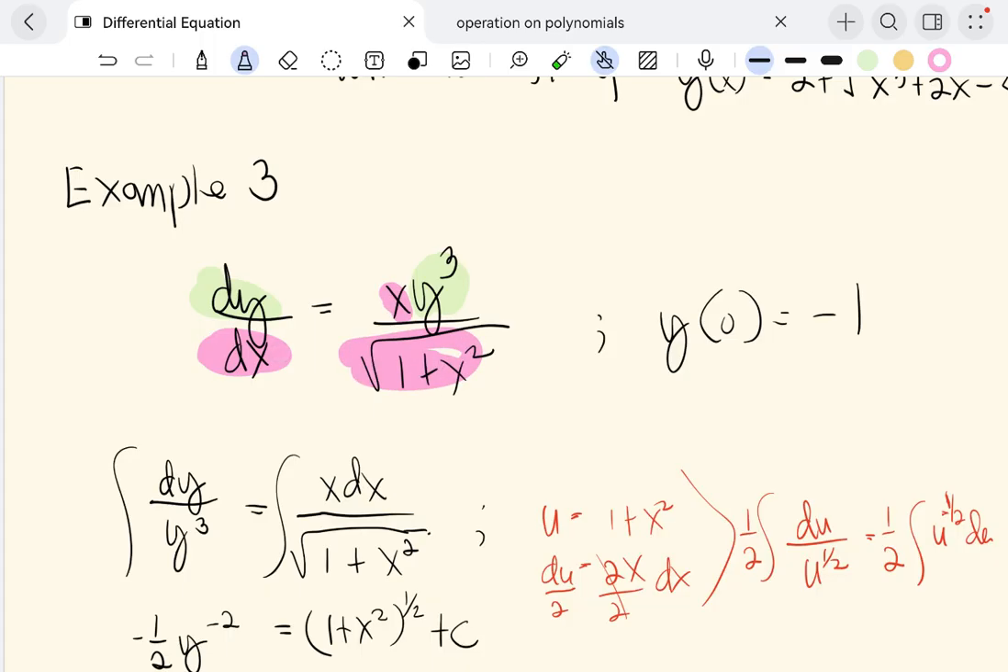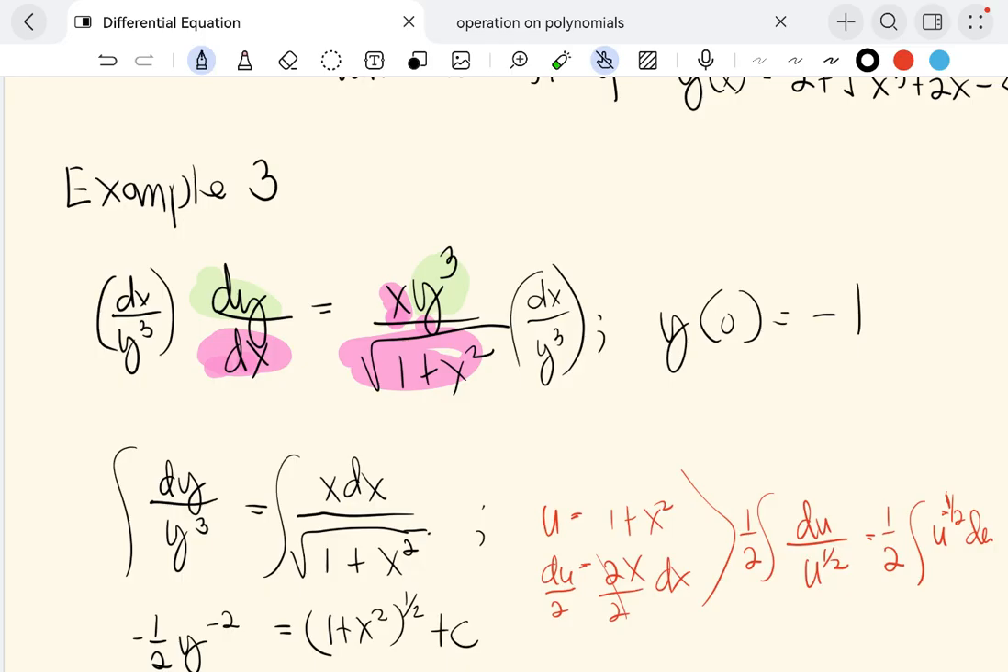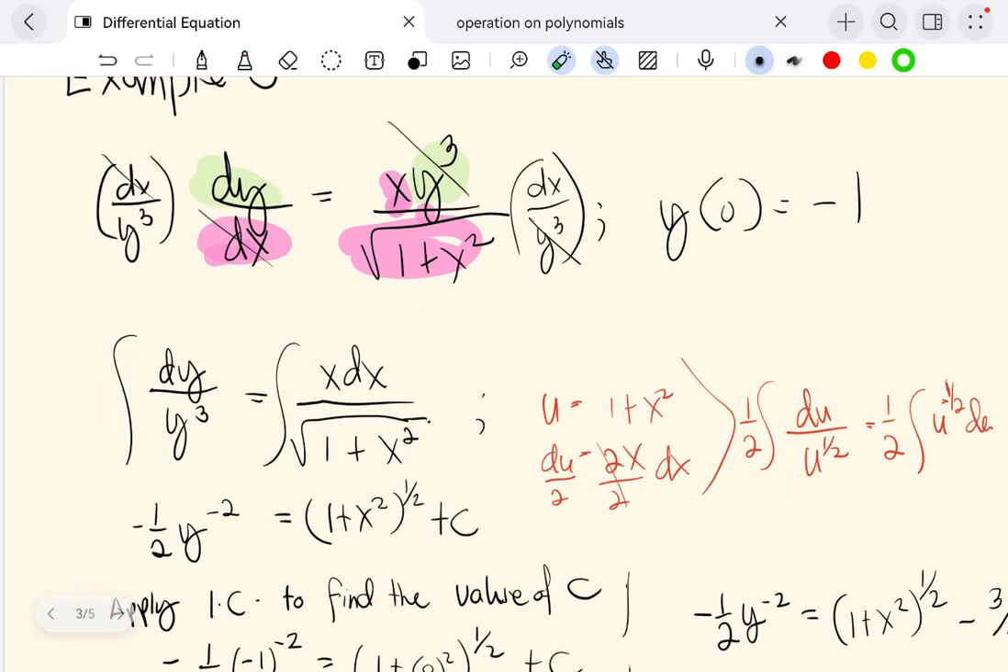So we need to just multiply this one and this one. So we will multiply here dx on both sides, and y cubed the same. So this one cancels and the other one too. So we will end up with this equation, then integrate both sides. And take note, we can rewrite this one. By integration, we have negative 1/2 y raised to negative 2.